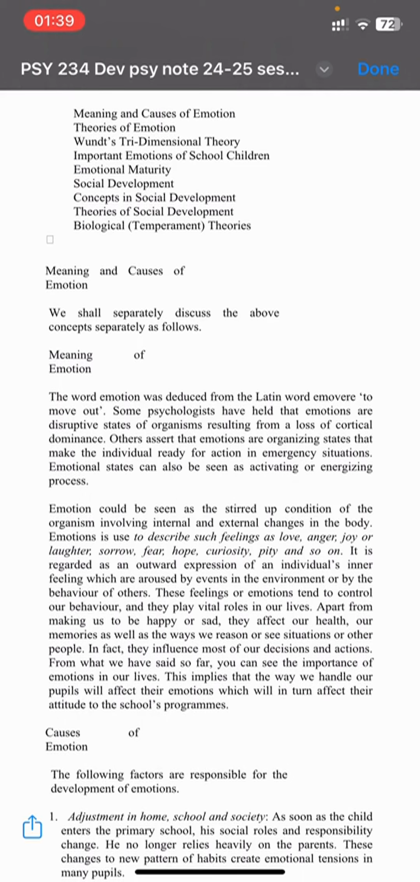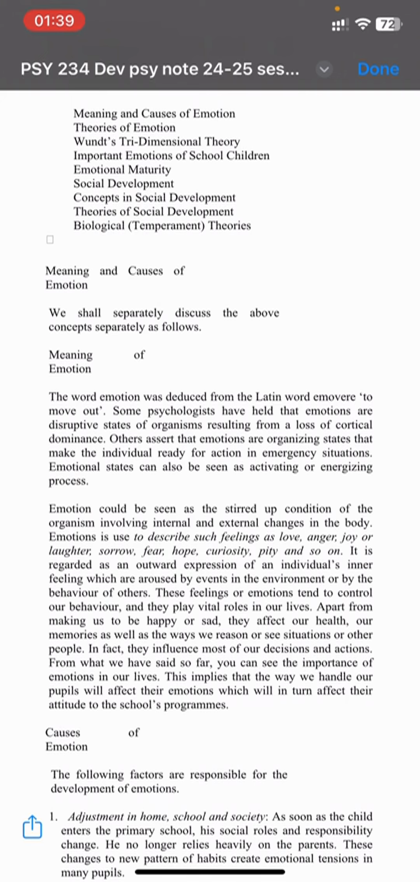So now, first thing, the word emotion was deduced from the Latin word immovere, meaning to move out. Now, some psychologists have held that emotions are disruptive states of organisms resulting from a loss of cortical dominance. Now, that is a lot of English which I did not understand. So, an easier definition would be emotions are adaptive responses to relevant stimuli mediated by the brain's reward and threat detection systems. Alright, so that's basically what that's trying to say.